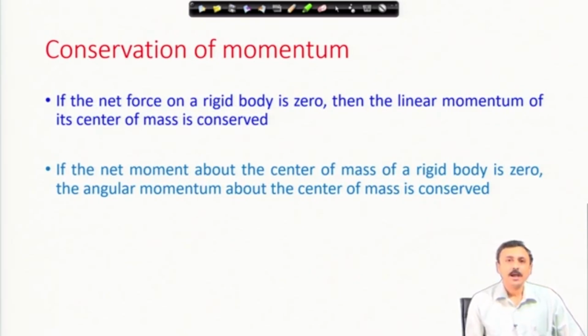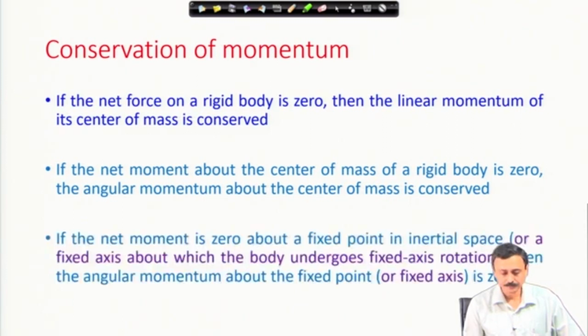This follows from the angular momentum equation about the center of mass, which we had integrated. If there is no angular impulse, there is no net moment acting about the center of mass, then the angular impulse goes to 0, and we find from the left hand side that the angular momentum about the center of mass is conserved. If the net moment is 0 about a fixed point in inertial space, or a fixed axis about which the body undergoes fixed axis rotation, then the angular momentum about the fixed point or fixed axis is conserved.